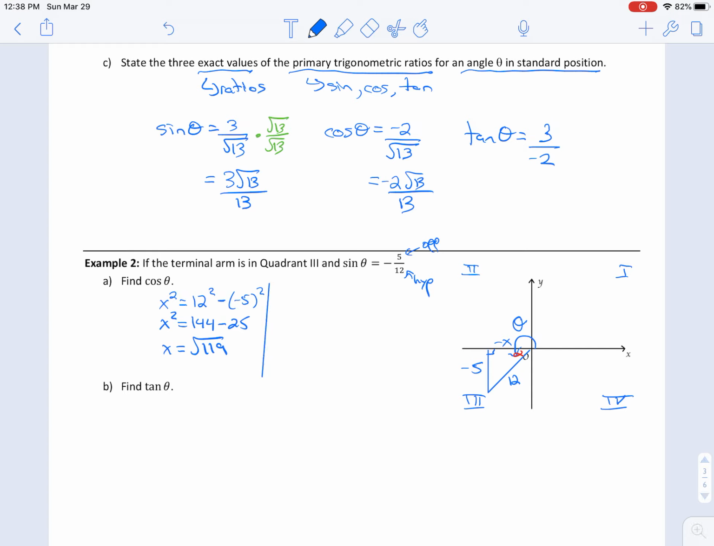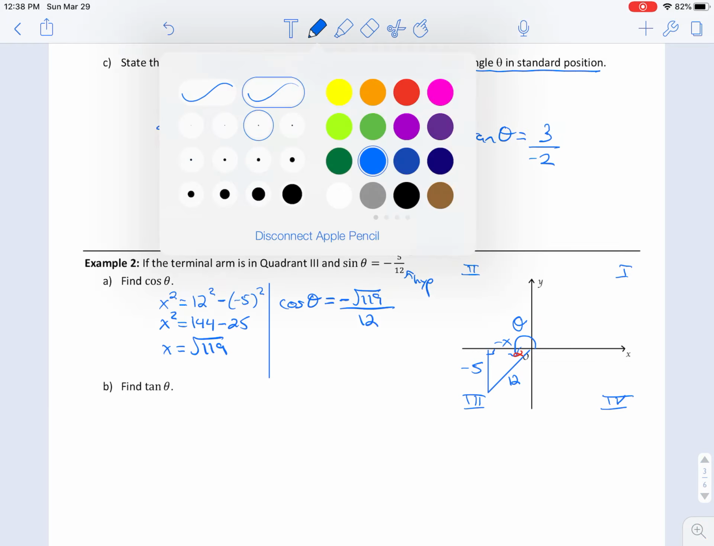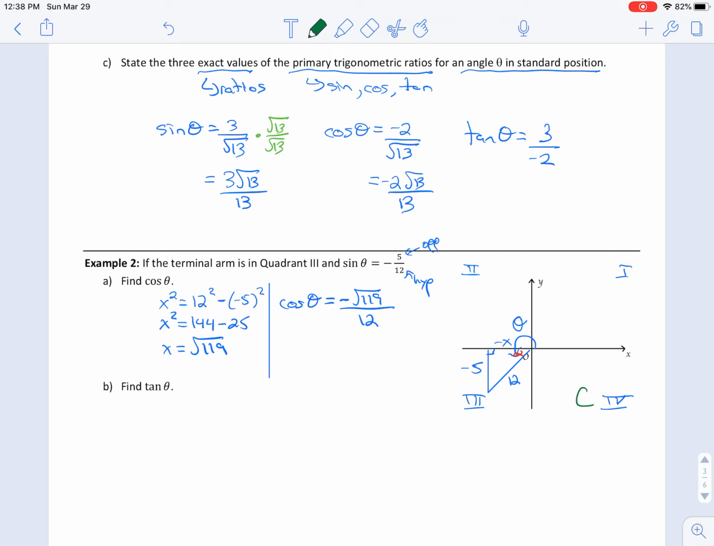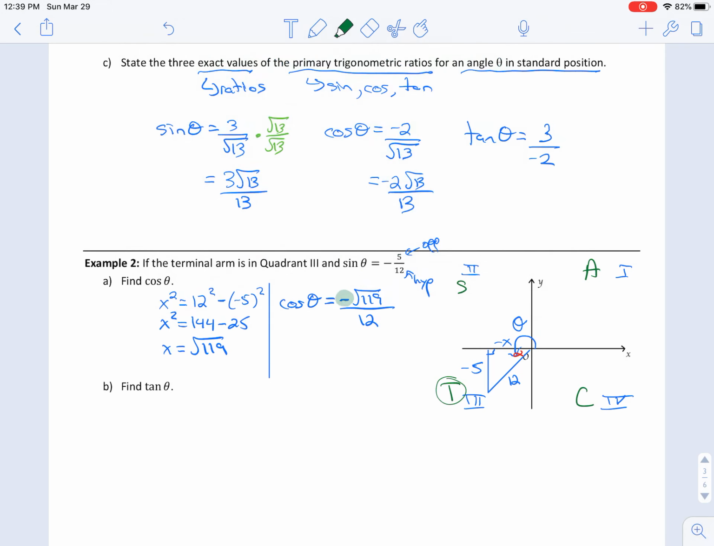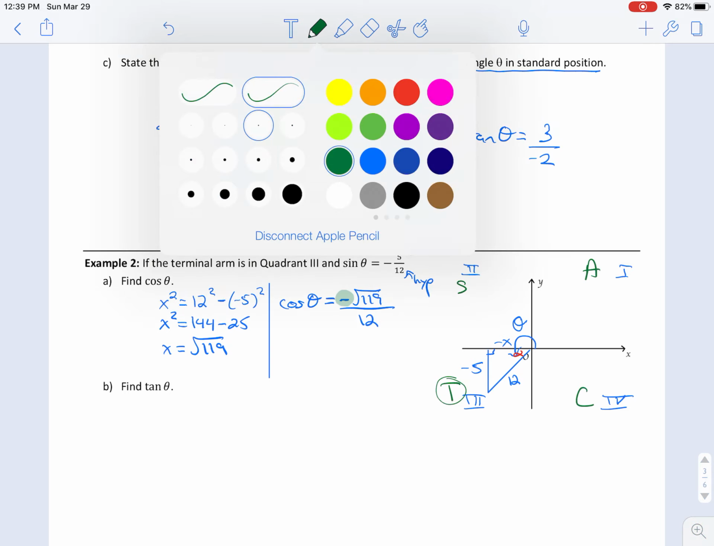And we need that side length because cosine is going to be adjacent over hypotenuse. So adjacent here is going to be -root 119 over hypotenuse 12. Another way to verify the sign, remember the CAST rule. If I'm in this quadrant, quadrant 3, that means that only tangent is positive and cosine and sine would be negative. So that's why this is negative. So it's good to use the CAST rule to verify that.